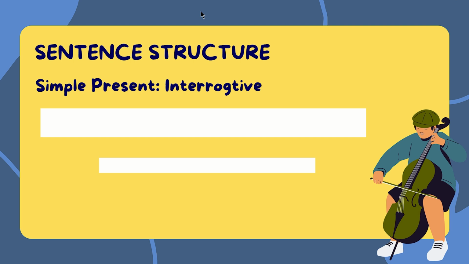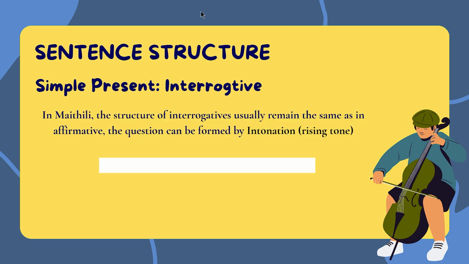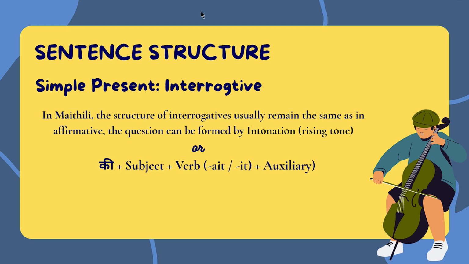Let's look at the interrogatives now. So how do we ask questions? Okay, in Maithili, the structure of interrogative usually remain the same as in affirmative. The question can be formed by intonation or rising tone. So we use tone to specify whether it's a question. Or we can also add ki, which translates to Hindi kya or what, or something similar to a WH word in English.